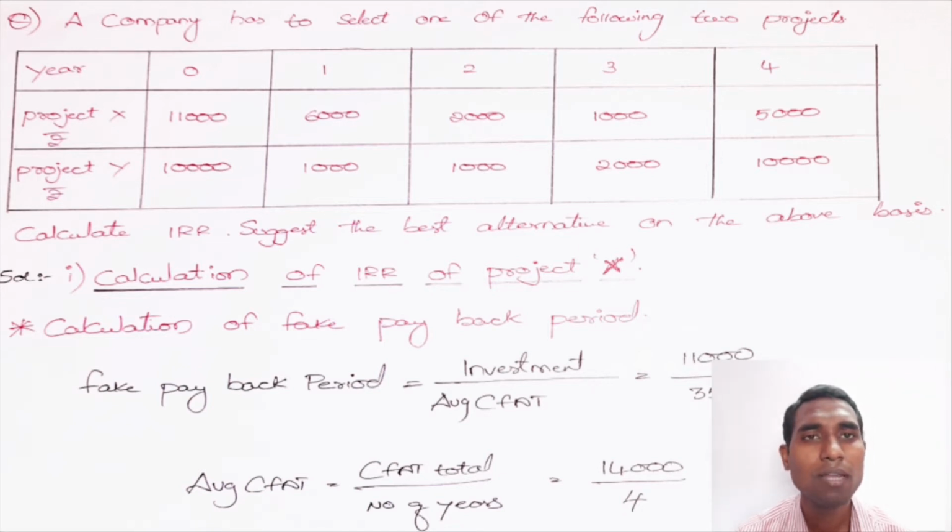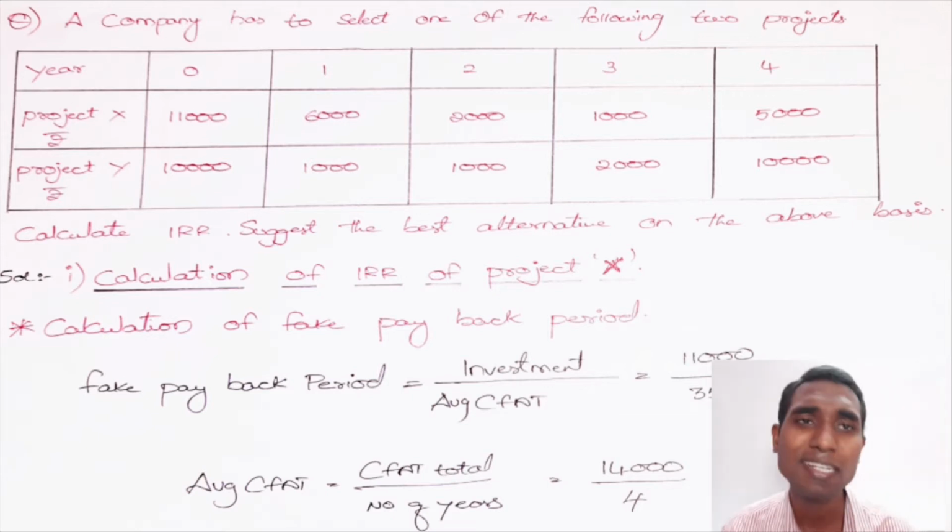So we know very well that in order to calculate IRR, I have made you note a point that we will not be using the cost of capital given in the question. Here you can see in this question it is not given. Even if it is given, we are not using this cost of capital. We were determining our own rate using a fake payback period formula. So let us proceed to calculate the project X IRR.